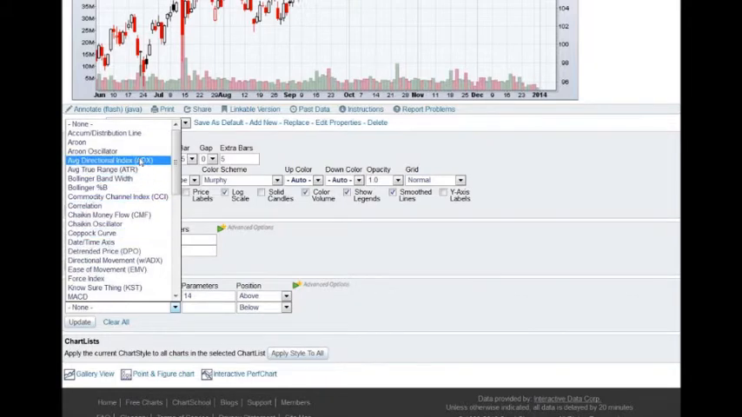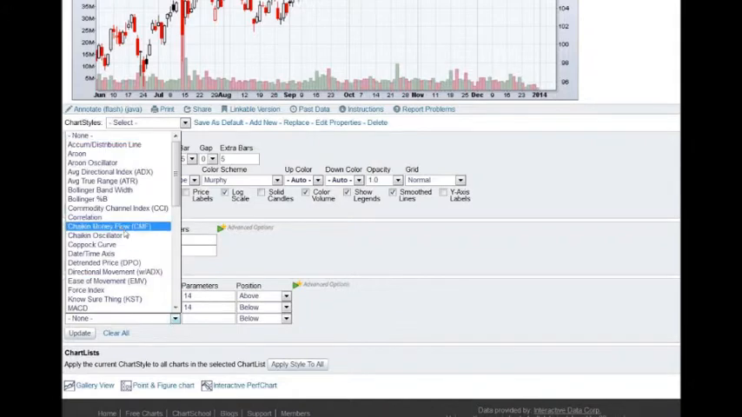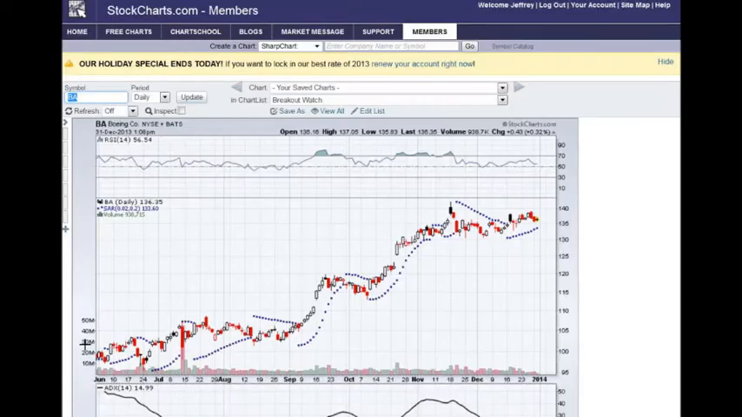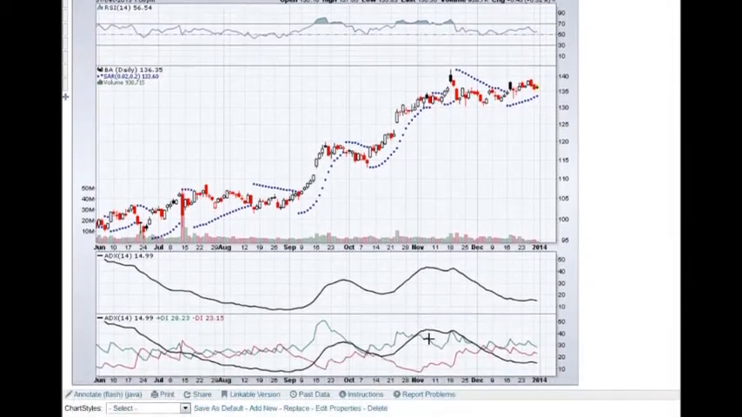Now, on stock charts, we can do an ADX or we can do a directional movement with ADX. I'm going to put both of these on here so you can see what that difference is. But these are the Wells Wilder indicators. Click on Update, and it'll bring up the chart for us. Let's start with the RSI.